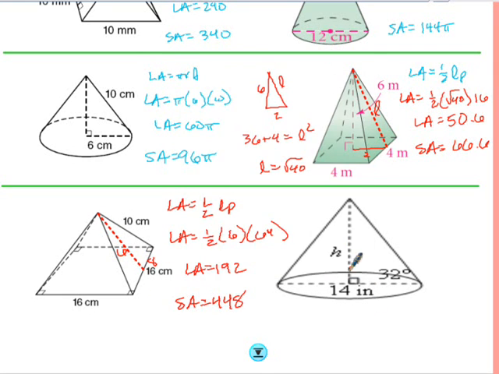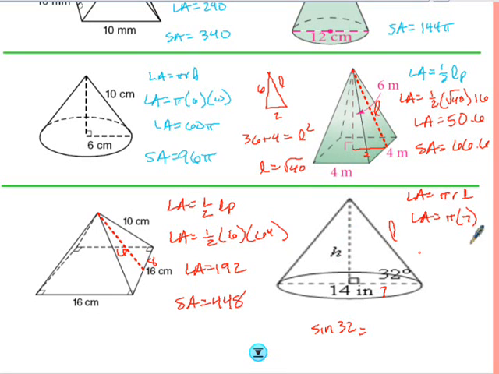Here we have the height, but we need the slant length. This is 14, so that makes that 7. So lateral area is pi RL. Lateral area is pi times 7 times, we need that L value. Well, I'm going to use trig. I'm going to use the sine of 32 equals, and I know this is 7.